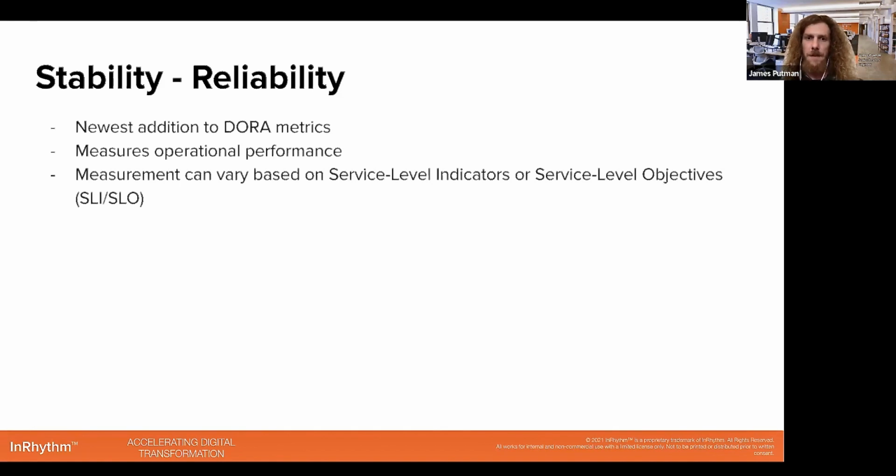So kind of dipping into SRE a little bit, but measurement can vary based on your service level indicators and service level objectives. So depending on what you agree with the client that you're working with, it will differ on how you want to measure that reliability for the client.